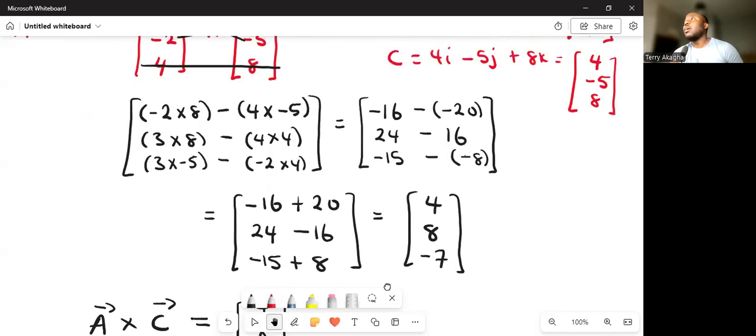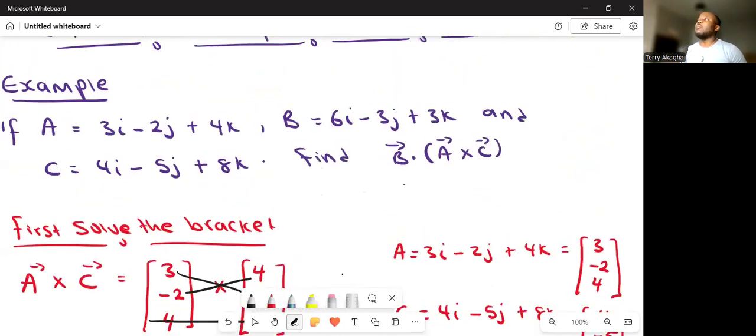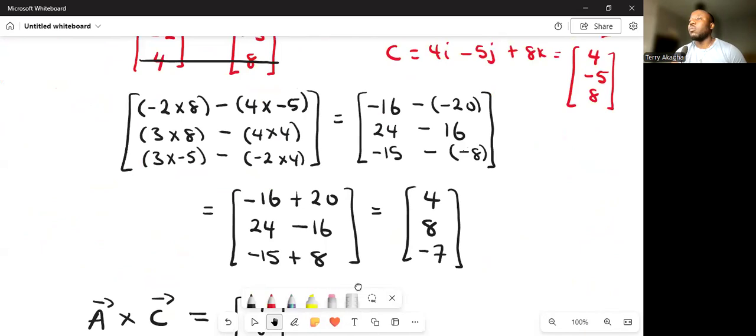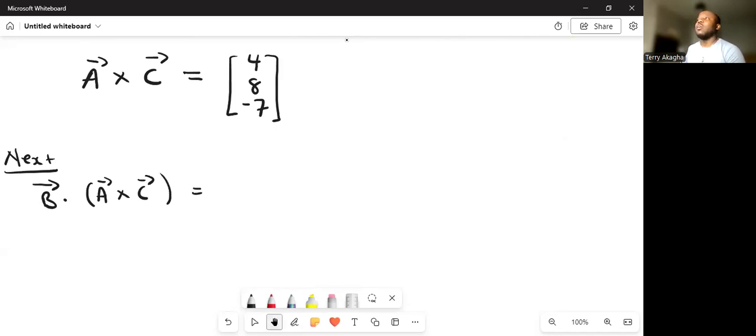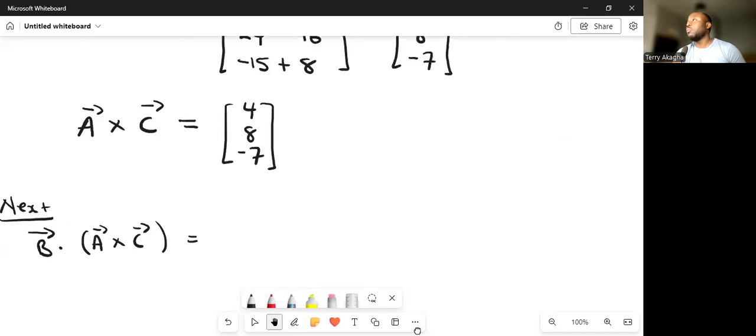So we need to then do a dot product with B. That's the next part. B is 6 minus 3J plus 3K. So the second part, we now have to do the dot product of B with A times C.